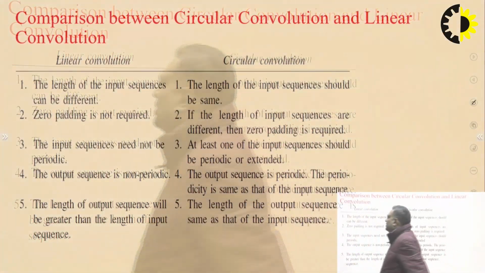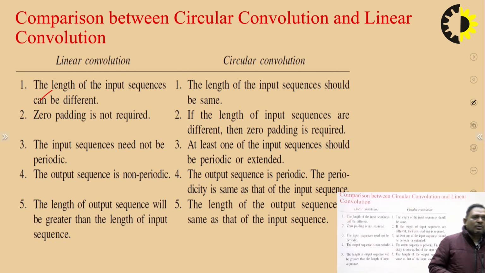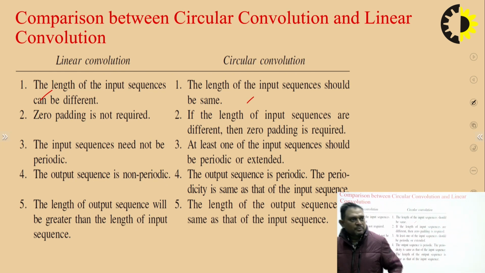In case of linear convolution, the lengths of the input sequences can be different. Let us suppose you have two sequences x1(n) and x2(n), and if the lengths of both the sequences are different, then you can choose linear convolution. There is no issue. But in the case of circular convolution, it is mandatory that the lengths of both the sequences must be equal. Second thing, zero padding is not required. Zero padding is a technique by which we can extend the length of a given sequence.